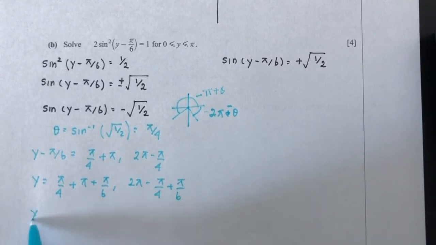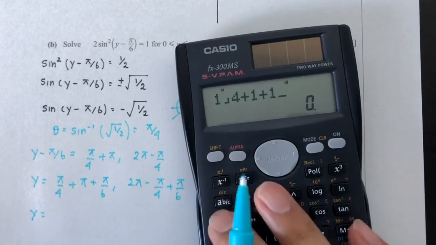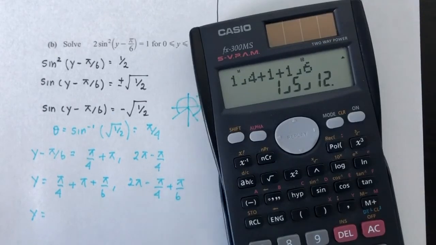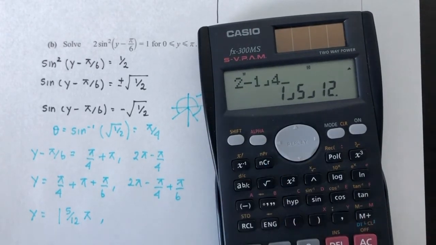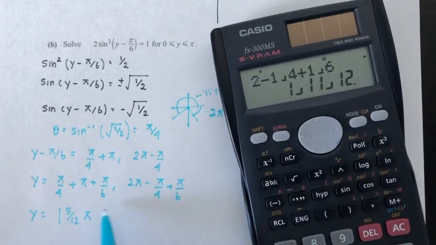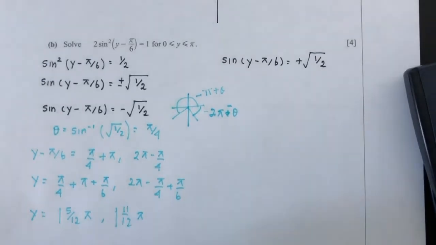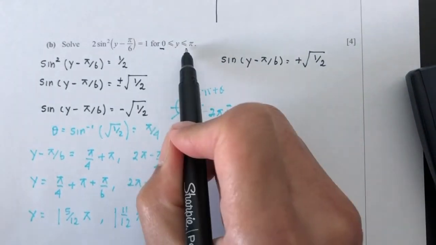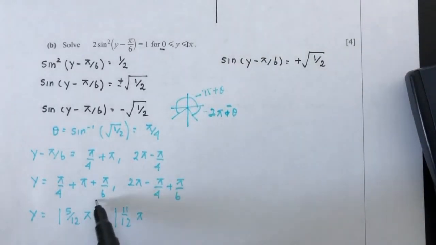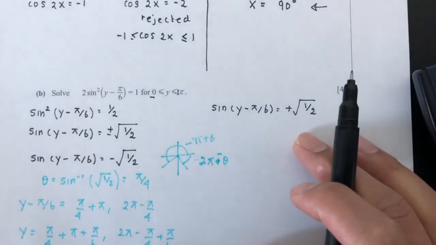So let's see what we get. Okay, so 1 plus 1 over 4 plus 1 over 6, that will be 17 over 12 pi. And for this one, 2 minus 1 over 4 plus 1 over 6, that will be 23 over 12 pi. So for now we have this, but you can see that the value of y is only between 0 and 1 pi. So these two will be outside the range, so we cannot take those two values. So now we have to look at this one.